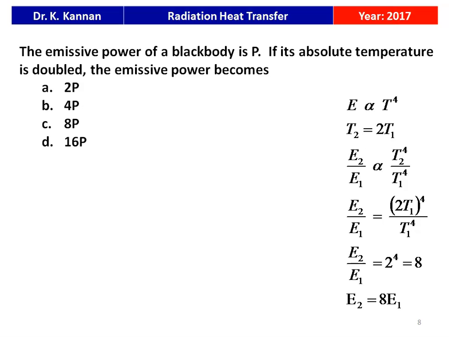So T2 equal to 2 times of T1. So 2 T1 to the power 4 divided by T1 to the power 4. This is 2 to the power 4, which is 8. So emissive power of the second surface is equal to 8 times the emissive power of the first surface. So 8P is the correct answer.